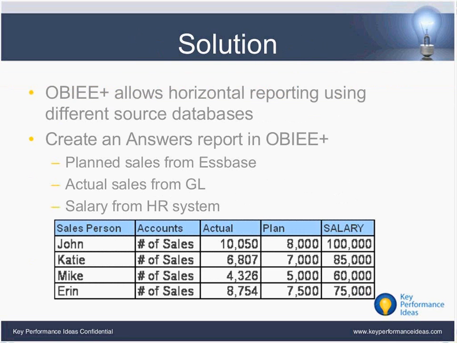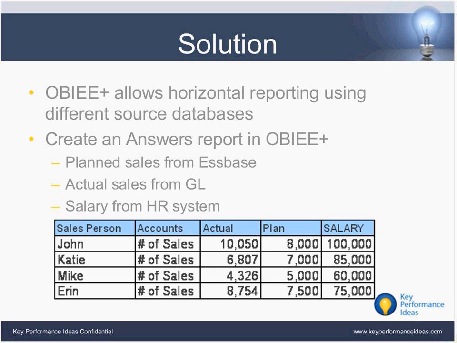We would take plan data from Essbase, actuals from the GL, salary from your HR, and put all that in OBIEE, and then as your boss asks for the information, you can put this report on his desk as he finishes his sentence. Leveraging these Answers reports and horizontal reporting between sources, OBIEE+ allows you to create that report from these disparate sources in seconds.